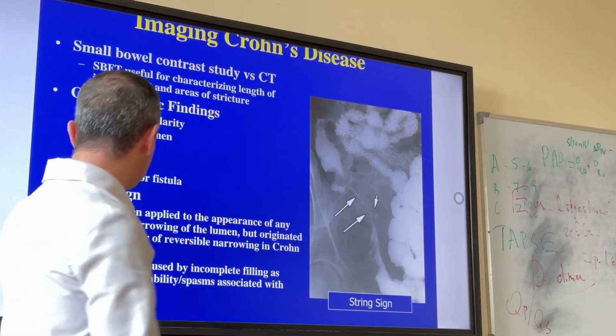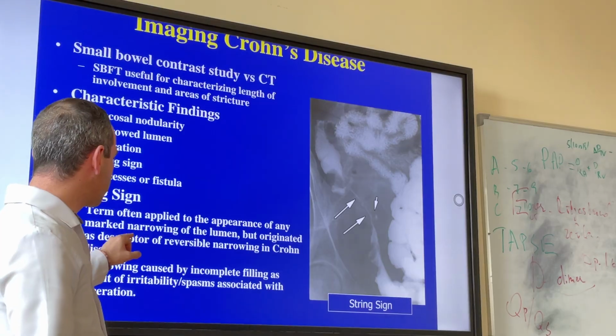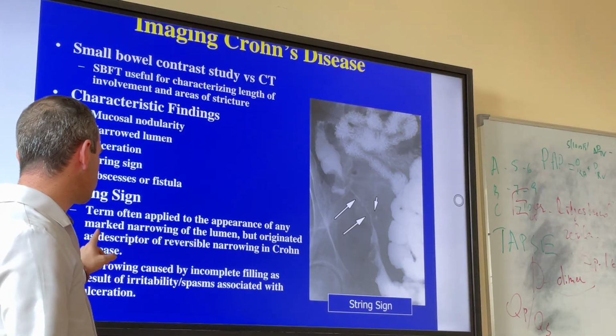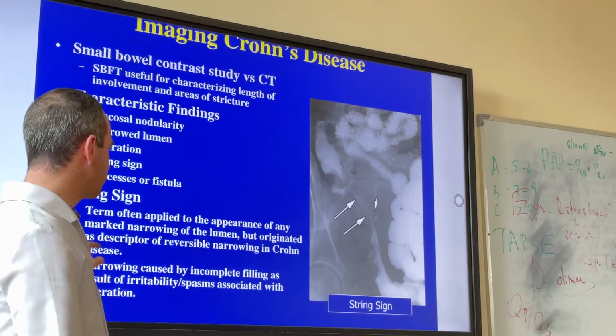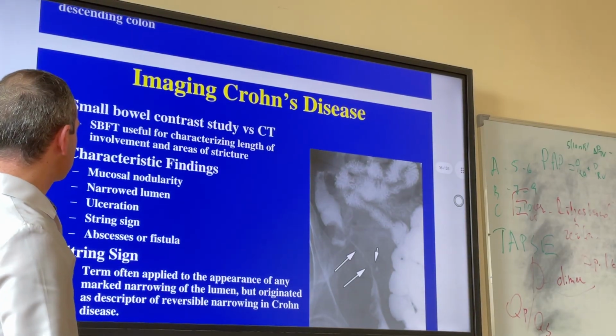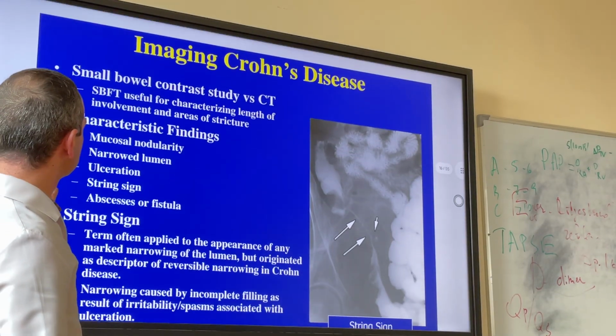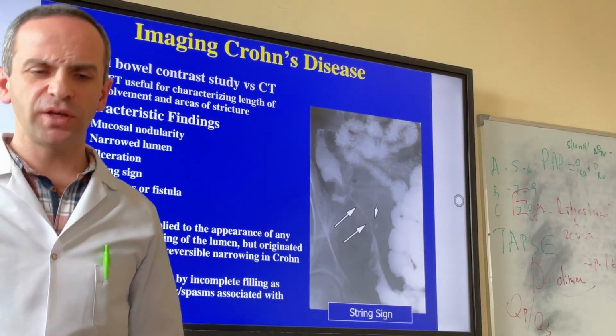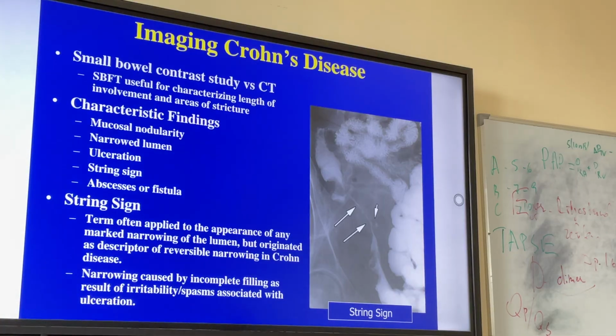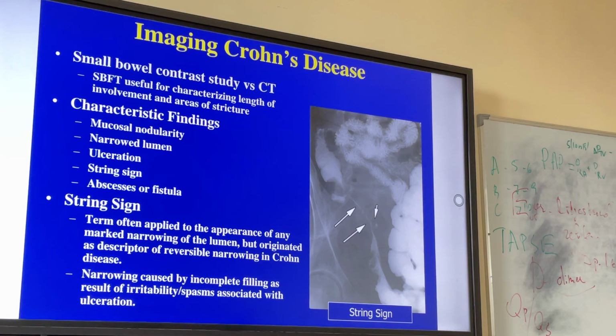String sign. This term is often applied to the appearance of any marked narrowing of the lumen, but originated as a descriptor of reversible narrowing in Crohn's disease, which is why I mentioned spasm. Characteristic findings, look. We may perform a small bowel contrast follow-through study with barium contrast and CT scan.